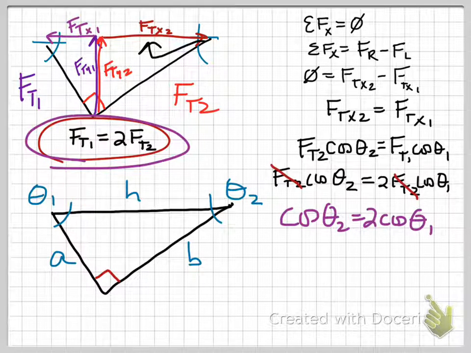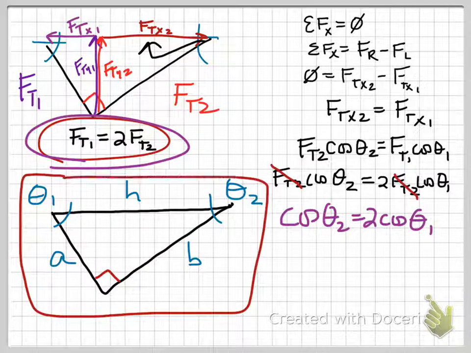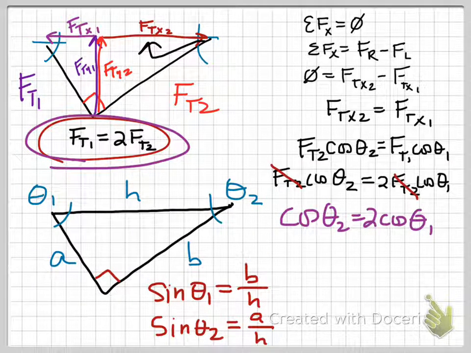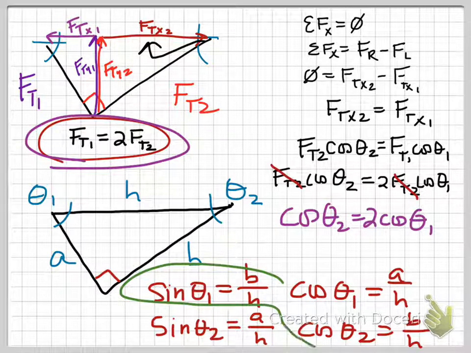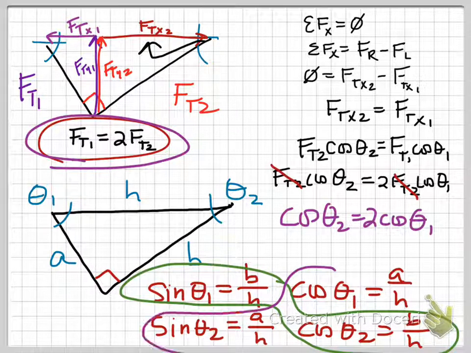Well, the funny thing is that if we look at this triangle right here, we have some relationships. We can list these. I mean, this is pretty basic trig stuff. Sine theta 1 equals b over h. Sine theta 2 equals a over h. So then for the other trig functions, the cosine of theta 1 equals a over h, and the cosine of theta 2 equals b over h. Hey, looky there. We have these two things that are in fact equal to one another. Oh, well, that makes life a little easier, doesn't it?